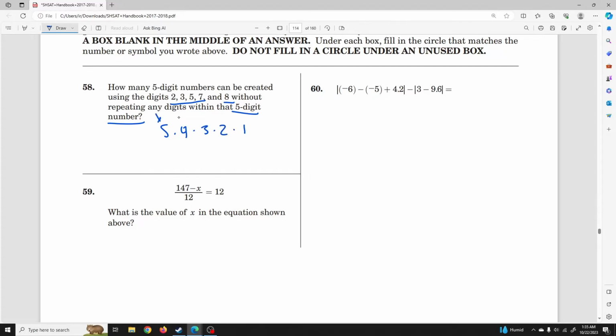The first digit will have 5 possible numbers to choose from, right? Then we can't repeat digits, so for the second number we only have 4 numbers to choose from. The third digit only 3, the fourth digit only 2, and finally for the last digit we can only choose from 1 number, right? So 5 times 4 is 20, 20 times 3 is 60, 60 times 2 is 120, and 120 times 1 is just 120.